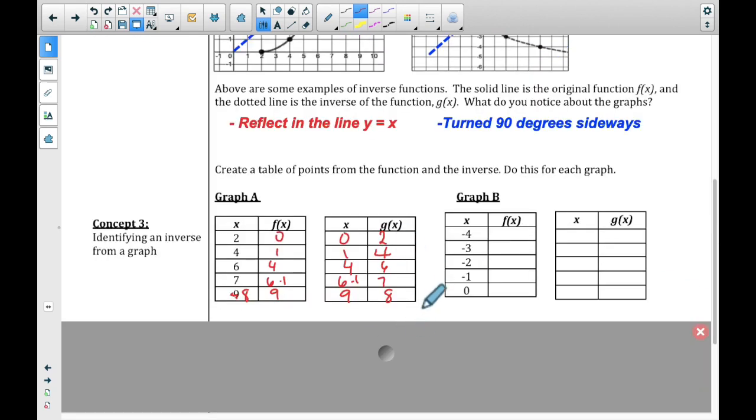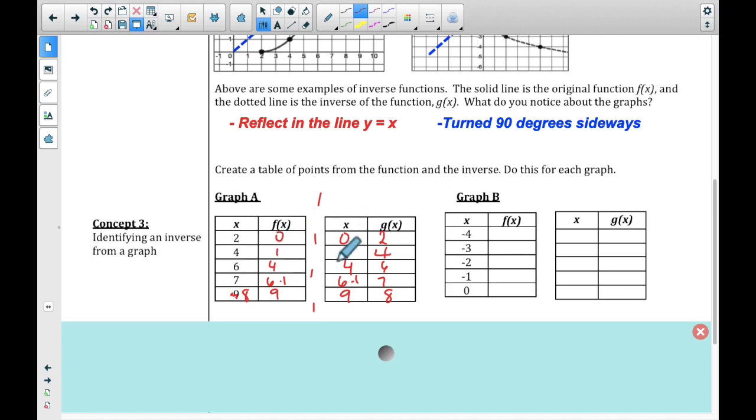Okay, so here are the rest of the points. Are you recognizing what's going on here? Okay, you should see that these are, again, kind of like a reflection in a way, right? We've gone through and looked at these and they're reflected, they're switched. Let's look at it for graph B. Take a few minutes to fill in both tables on graph B.